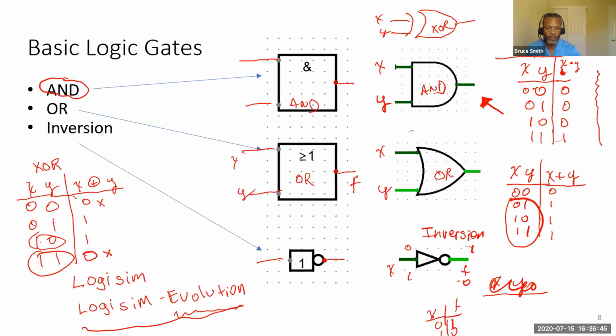A regular OR says, do I have a 1 anywhere? And as long as you have a 1 in there, it's true. So that's the big difference. They really differ in that last column, or the last row. So that's the big difference between those two.